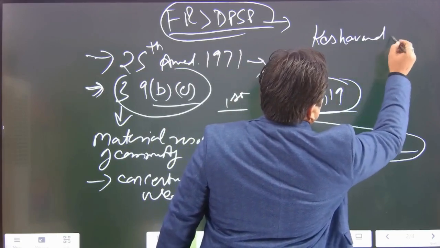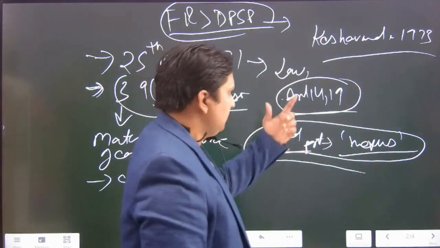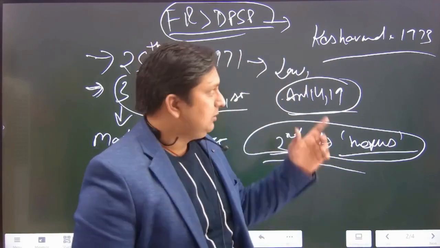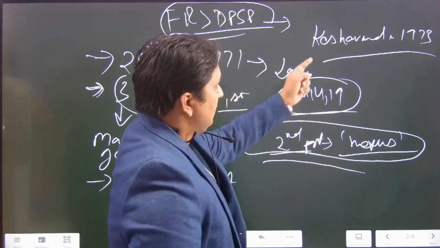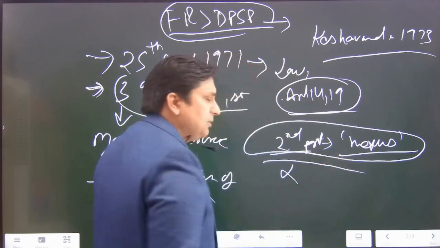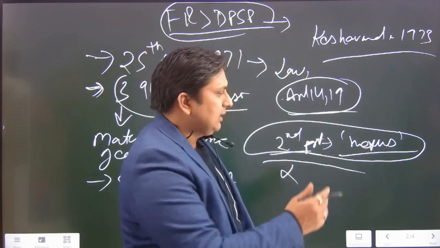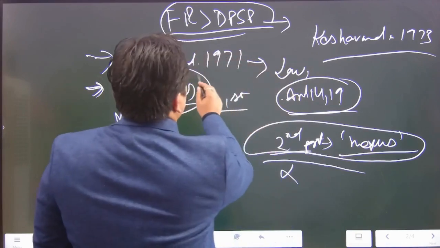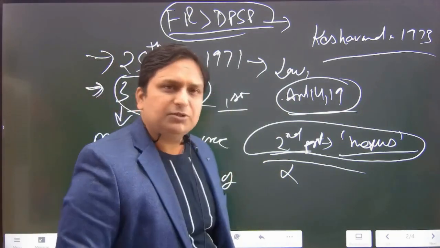Keshwanand case in 1973. We all know about this case because the concept of basic structure was evolved by the Keshwanand case only. So in that case it was held that this is in contravention with the scheme of things because it is taking away the power of judicial review. So the second part was struck down by the court. So now at that time only this part remained, because the second part was struck down.